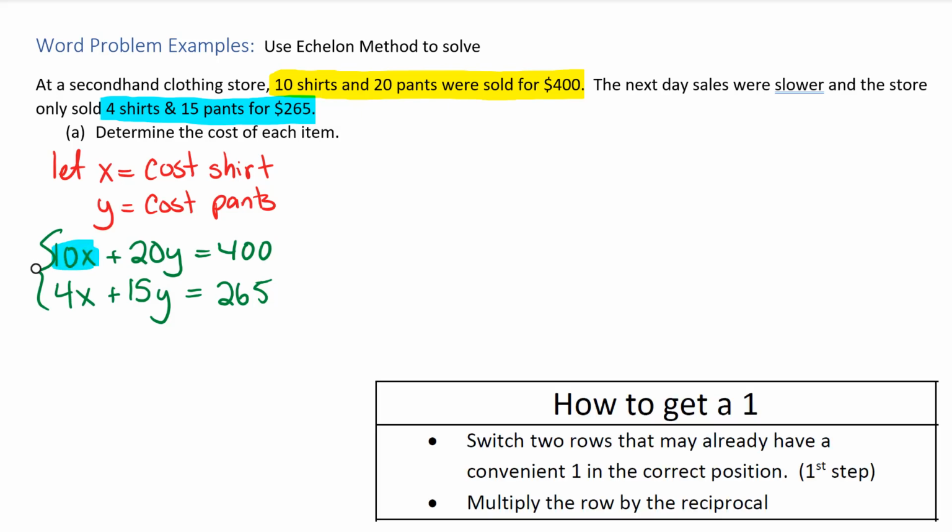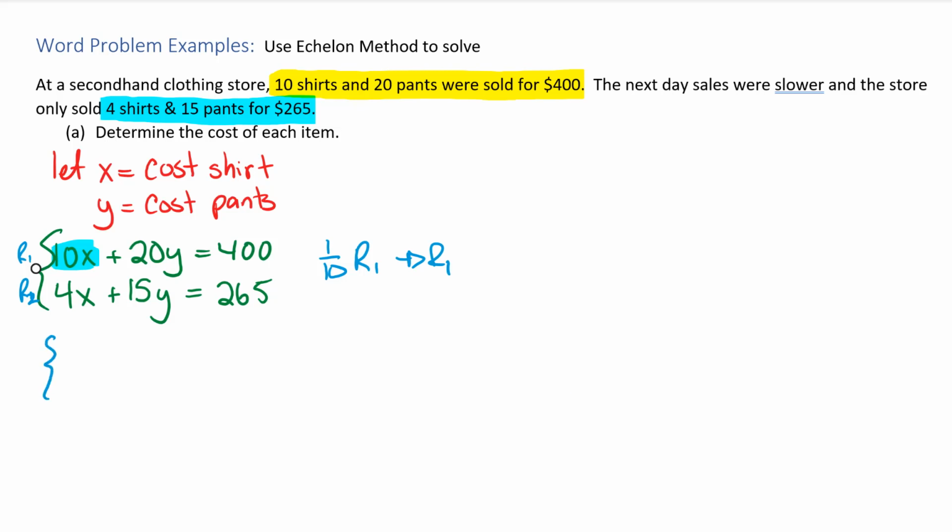Now I can't switch the two rows, that's not really going to help me get a 1 there, so I'm going to choose to take my row 1 and multiply it by its reciprocal. The reciprocal of 10 is 1/10. So if I take 10 divided by 10, that's x. 20 divided by 10, that's 2y. 400 divided by 10, that's 40. Notice that the second equation doesn't change at all. I just bring that down.